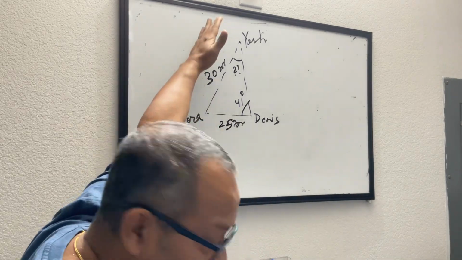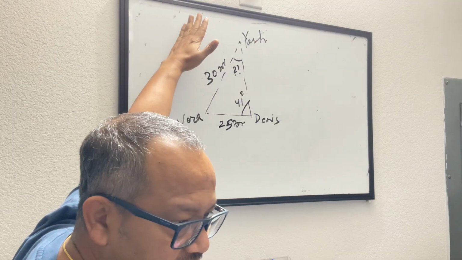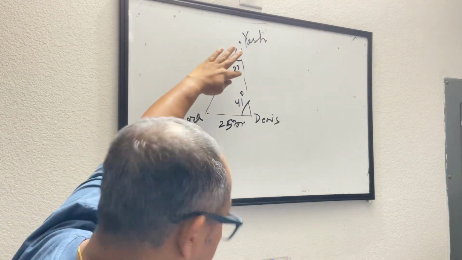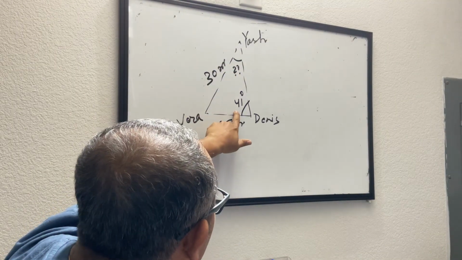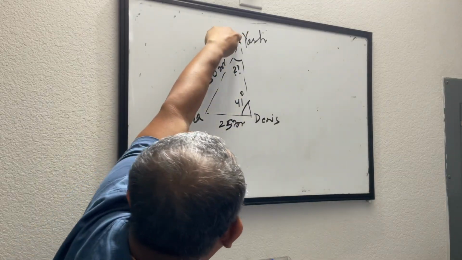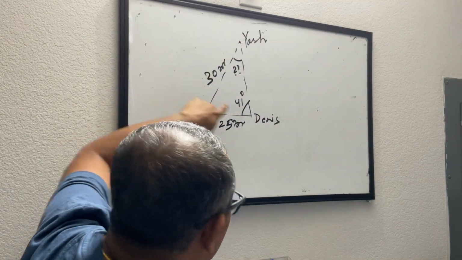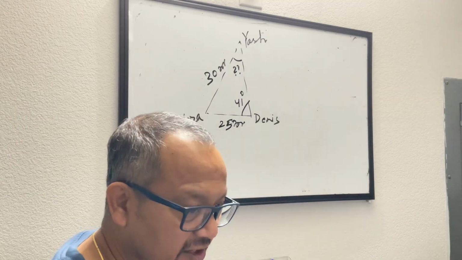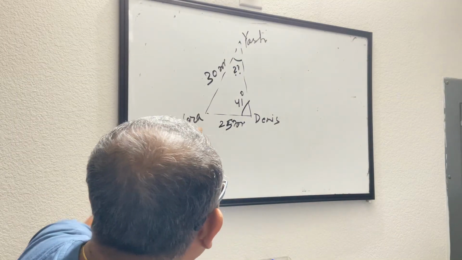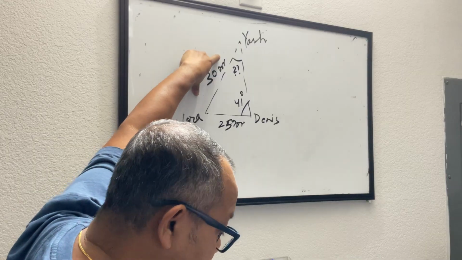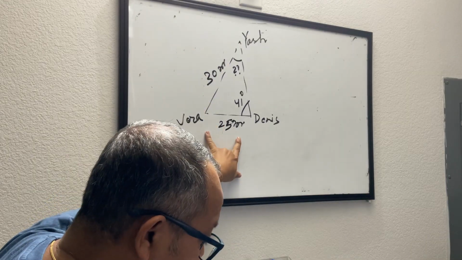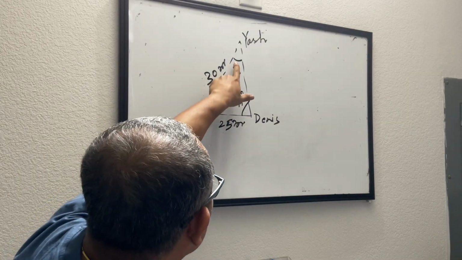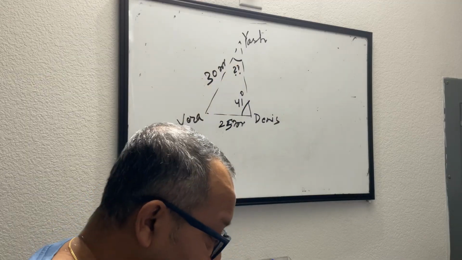So I see a picture of a triangle. This angle is given to us as 41 degrees. So these three coordinates are given names, Yash, Veera and Dennis. Maybe these are three friends at the three vertices of a triangle. And this side is given 30 meters, this side is given 25 meters. This angle is not known to us. Now let me read the question.